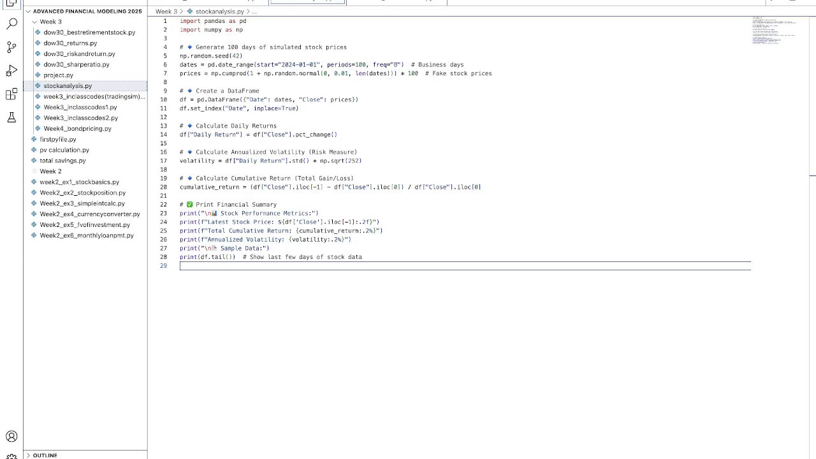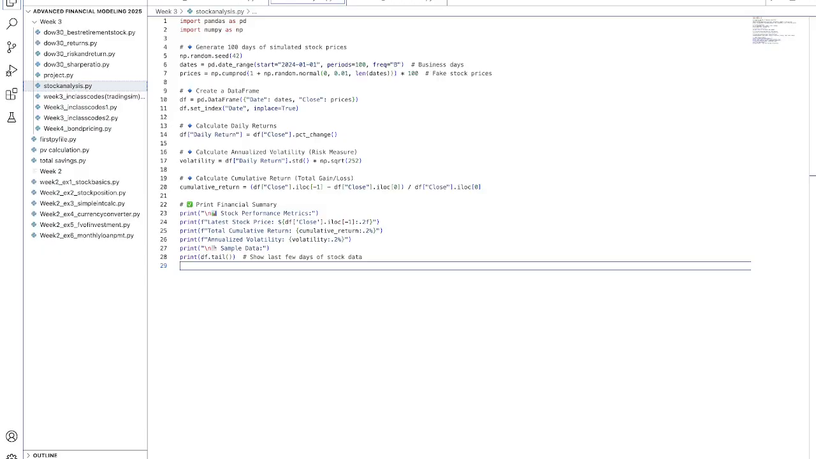Next is the cumulative return, which is just the total gain or loss over the period, and this is going to measure the overall stock performance over this 100-day period. And this matters because it's going to assess how much this investment has grown or shrunk.